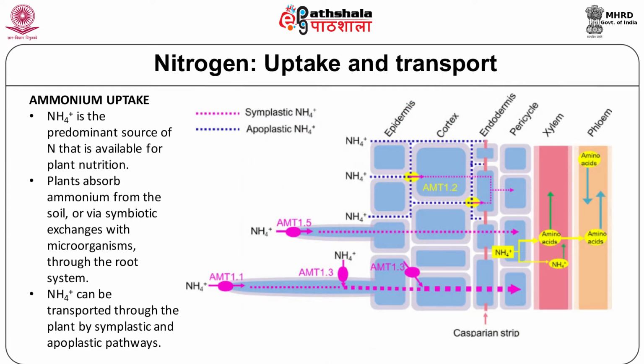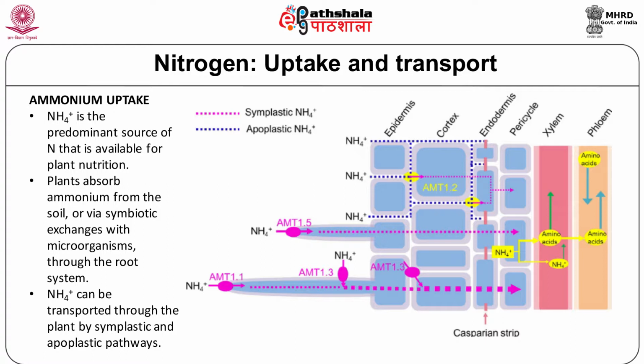Ammonium is the predominant source of nitrogen that is available for plant nutrition. Plants absorb ammonium from the soil or via symbiotic exchanges with the microorganisms. Ammonium uptake is mediated by the members of ammonium transporter families, which are AMT, MEP or RH, which include AMT1 and AMT2 subfamilies. AMT type ammonium transporters regulate the major entry pathways for root ammonium uptake.